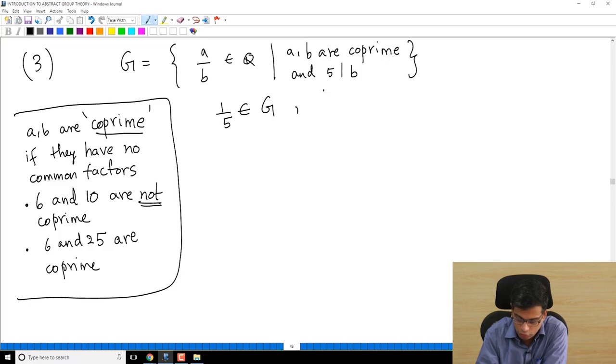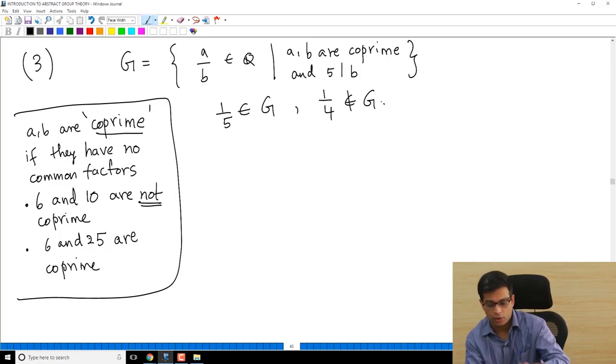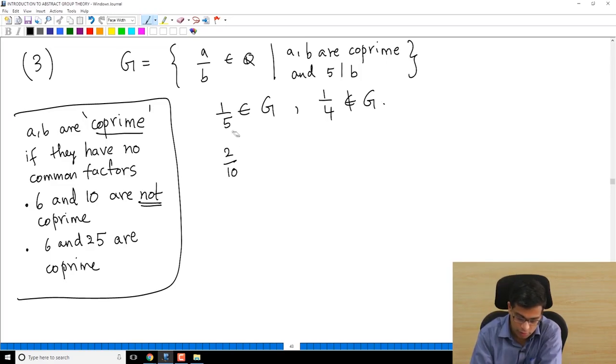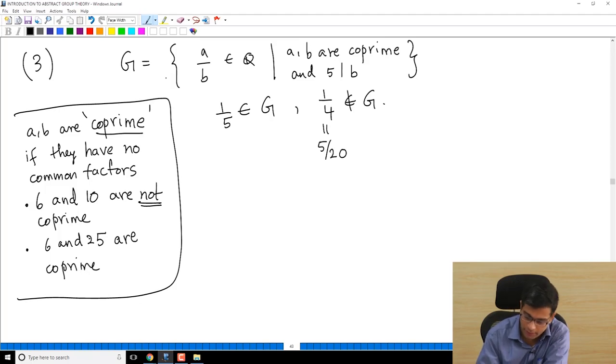But 1 by 4 is not in G. Remember that you have to consider the reduced form. For example, 1 by 5 is also the same as 2 by 10. And 1 by 4 is also the same as 5 by 20. You might look at this and say 5 divides 20, so 5 by 20 belongs to G. That is not correct. I must first cancel all common factors and then ask whether 5 divides the denominator. So 1 by 4 is not in G.